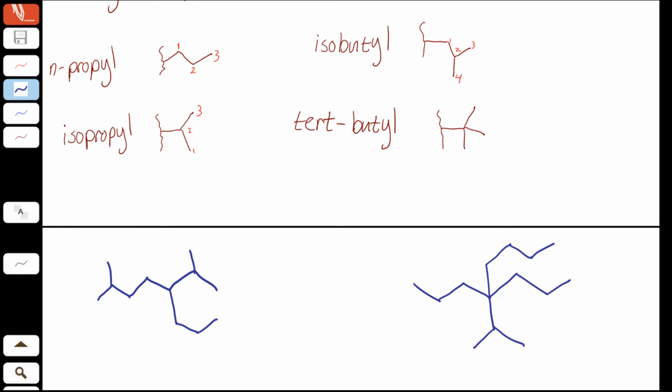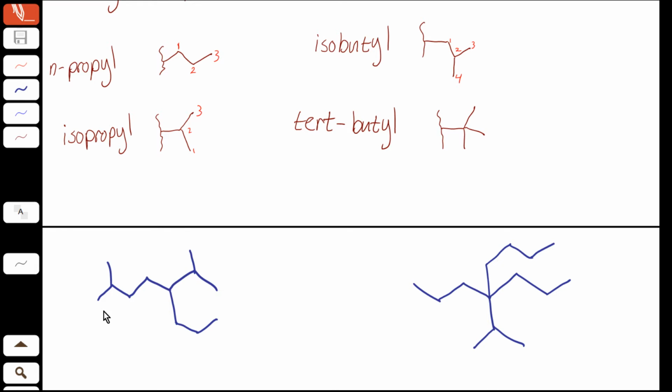All right, did you give these a try? Okay, let's go through it together and see what we come up with. So for the first one, what is the parent structure? What's the longest chain? Okay, let's count it out and check. 1, 2, 3, 4, 5, 6, 7. That's pretty long. Did anybody find a longer one?